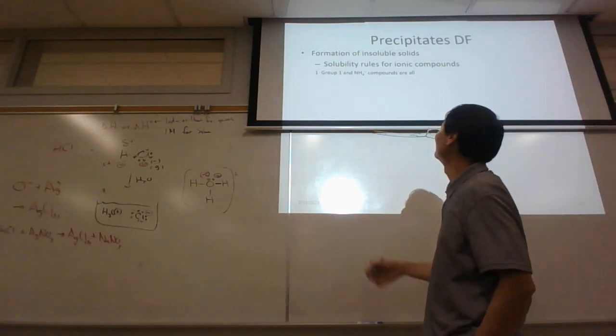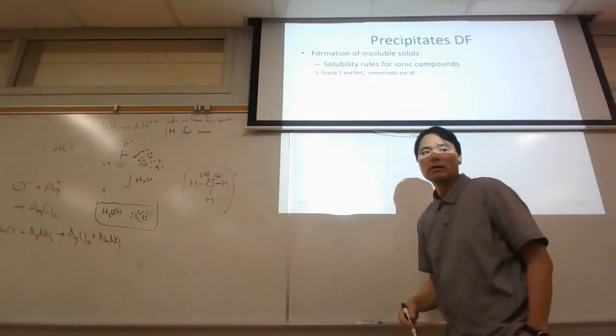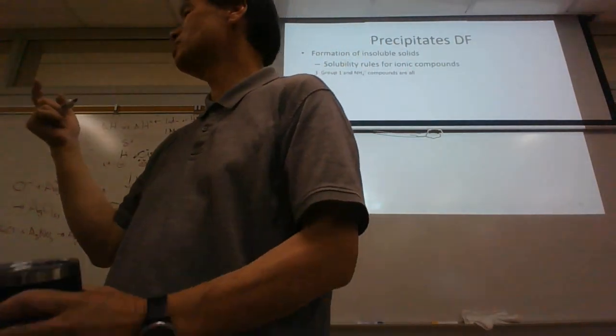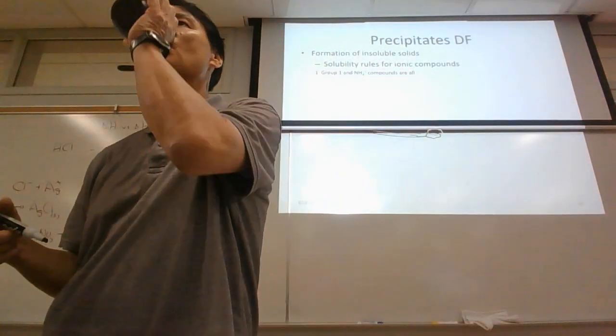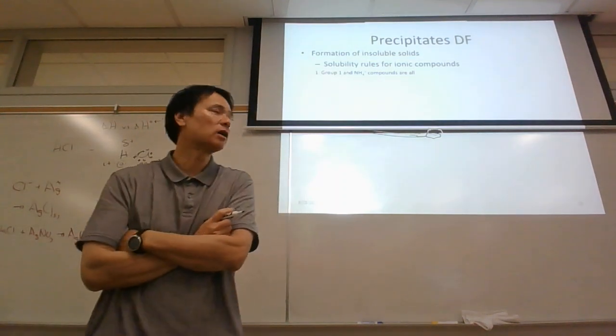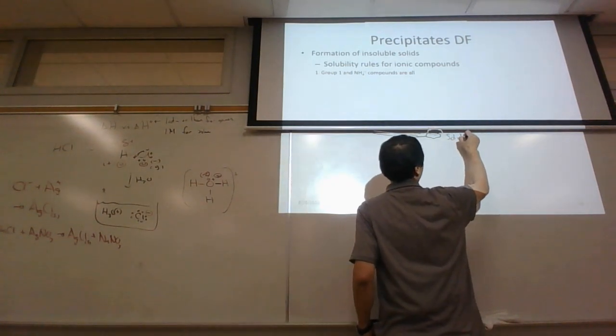1. Group 1 and ammonium compounds are all soluble. So if you have ammonium or group 1, which would be sodium, potassium, lithium, in a compound, they're all soluble.